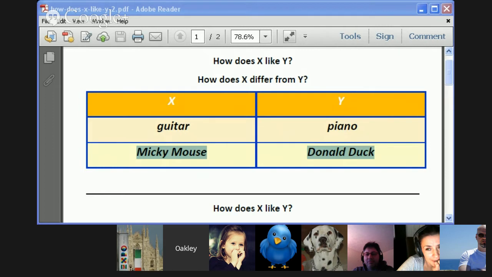Now, don't forget, we would have to use our comparative, more clever. He seems more clever. I can't say cleverer, because clever has two syllables. I have to use more and the adjective. Okay. Very good. Now you used because.